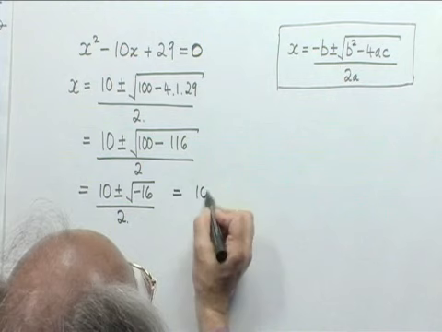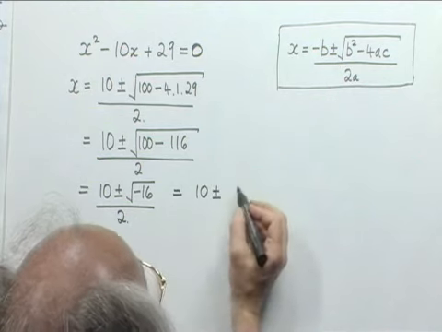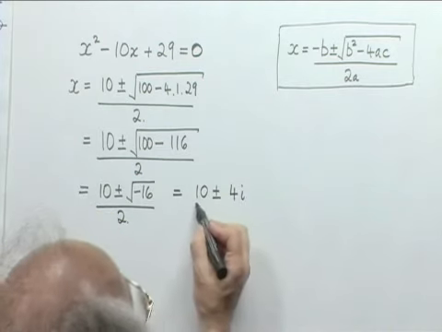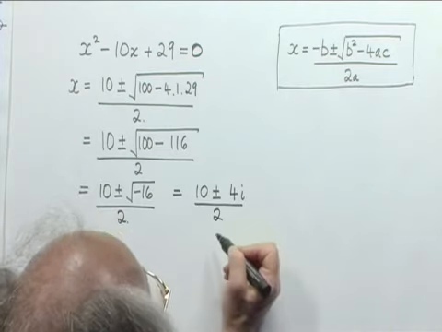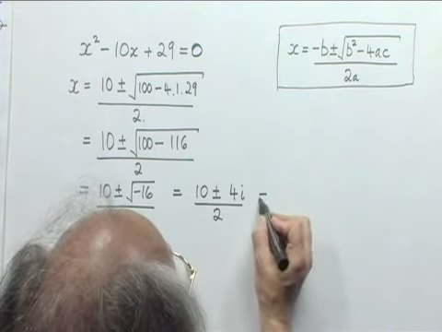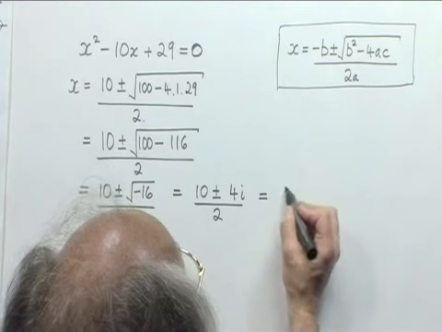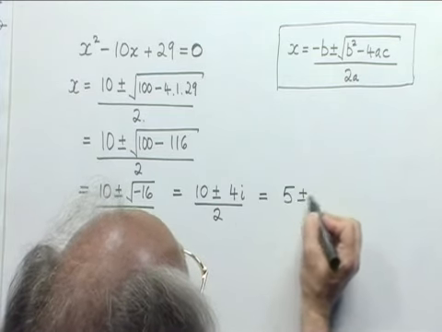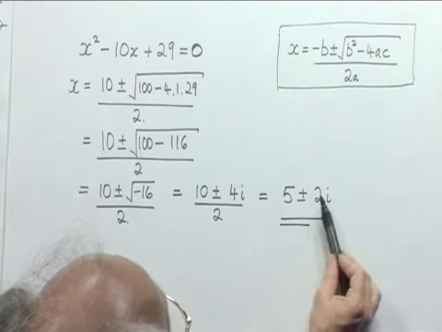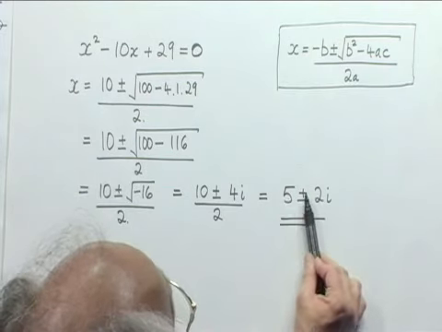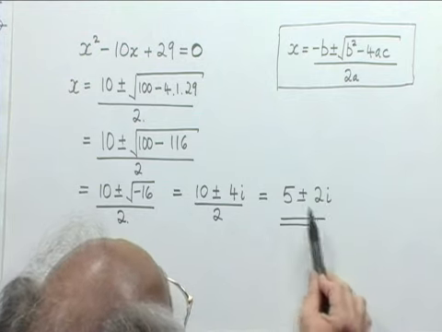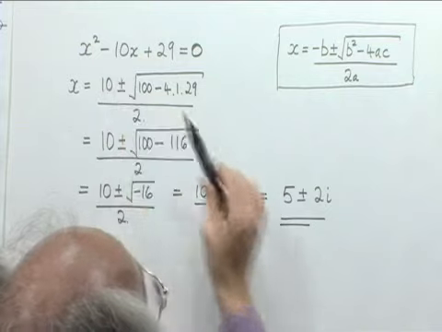Now the square root of minus 16 we can write as 4i, and all that's divided by 2. And if we cancel the factor of 2 in the numerator and denominator, all this will simplify down to 5 plus or minus 2i. And we've got two numbers here really. We've got one which is 5 plus 2i and one which is 5 minus 2i. And these are the two solutions of this quadratic equation.